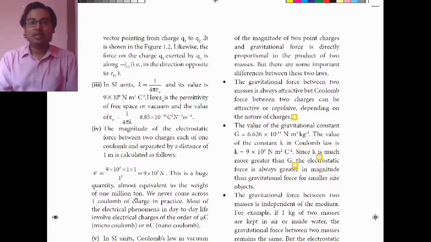Okay, in our day-to-day life we never come across this much huge amount of force. So the magnitude of the force which we come across in our day-to-day life is always in the order of micro coulomb or nano coulomb, that means from 10 to the power minus 3 to 10 to the power minus 6 coulomb. So this is also an important aspect.